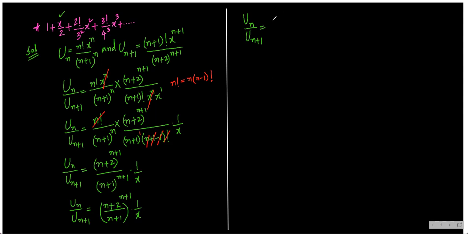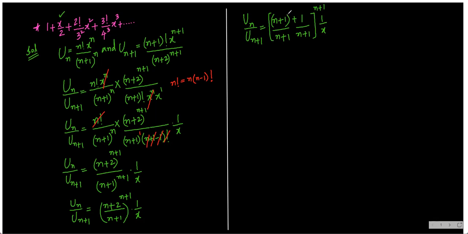n plus 2 can be written as (n plus 1) plus 1, right? Yes. The n plus 1 denominator part will go to both of the terms, and the whole power of n plus 1 will be there as it is, no disturbance. And moreover, 1 by x is also there. Clear?